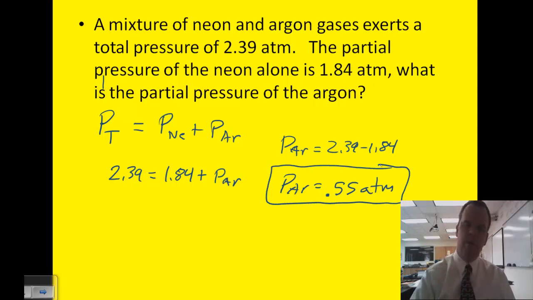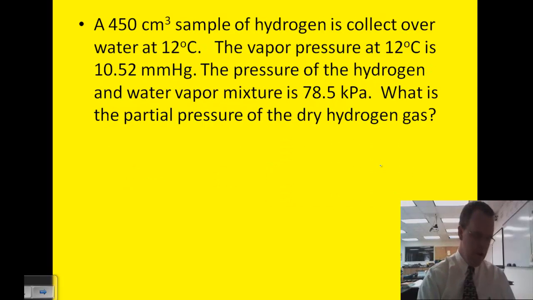So that's a pretty straightforward case. Now, a 450 cubic centimeter sample of hydrogen is collected over water at 12 degrees Celsius. The vapor pressure at 12 degrees Celsius is 10.52 millimeters of mercury. Pressure of hydrogen and water together is 78.5 kilopascals. What is the pressure of the dry hydrogen gas?